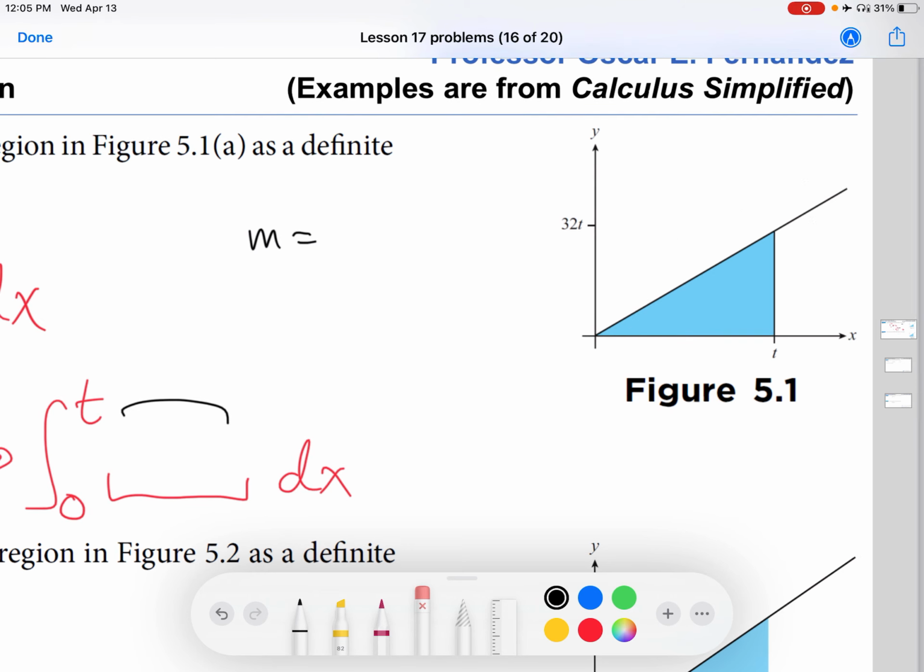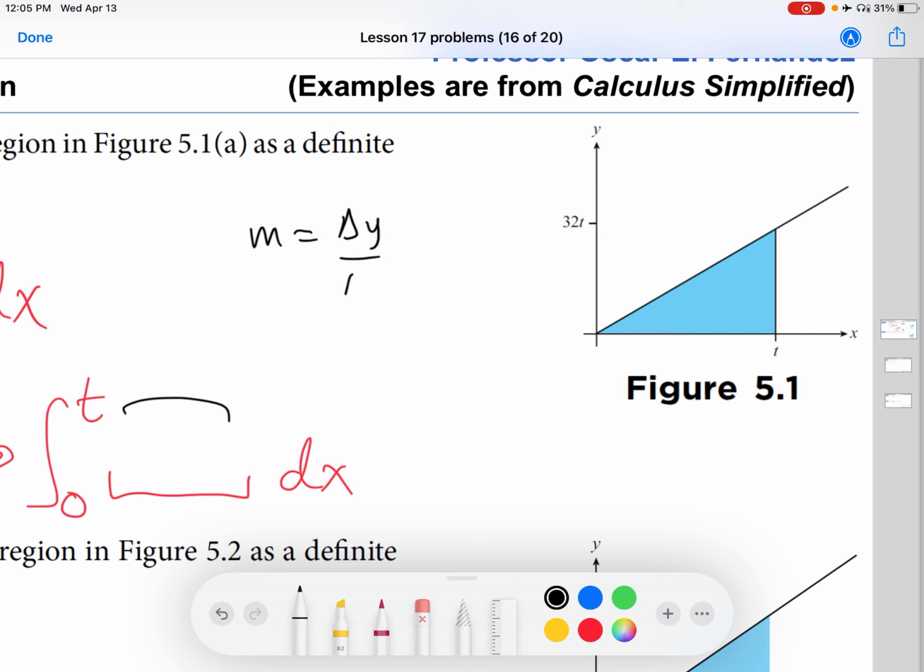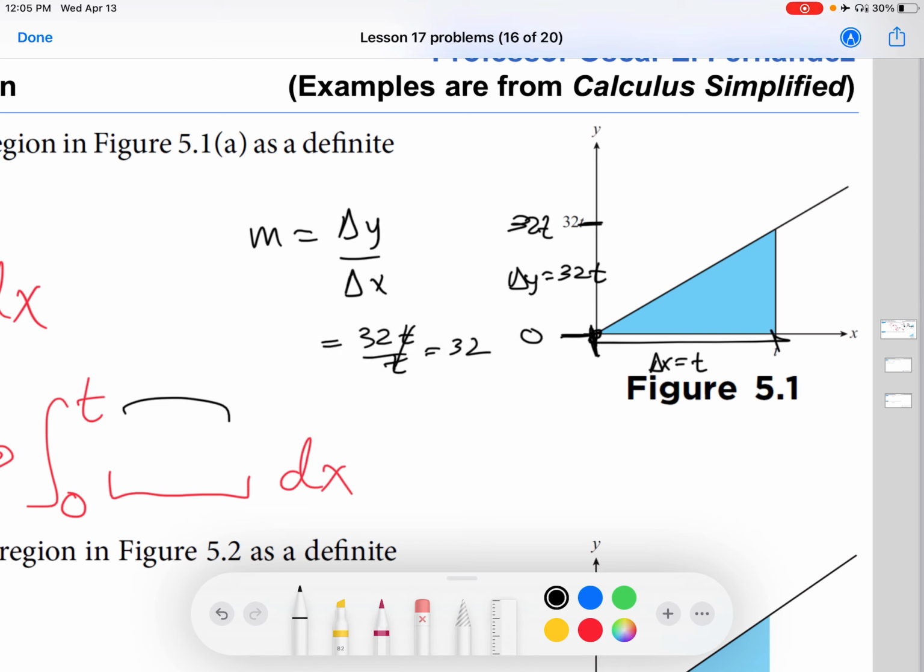How do I find the slope? Well, the slope is the change in y over the change in x. Notice that if x changes from 0 to t, so if delta x equals t, then y changes from 0 to 32t. So delta y is 32t. So 32t divided by t gives me just 32. Okay, I'm assuming t is not 0. I can do that because I'm just finding the slope.